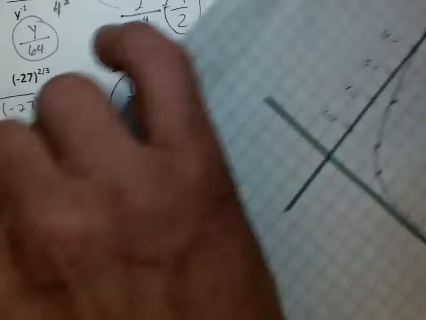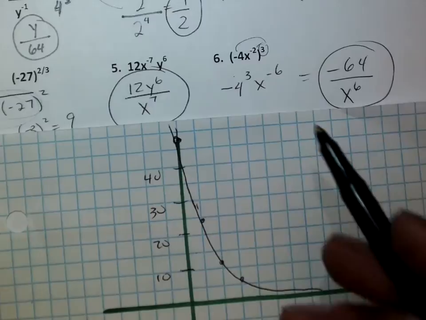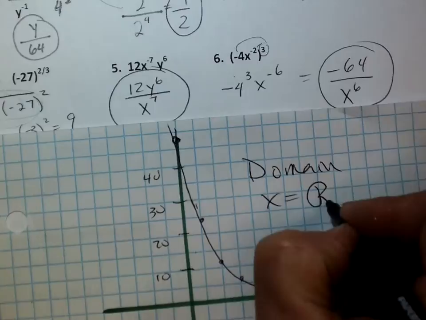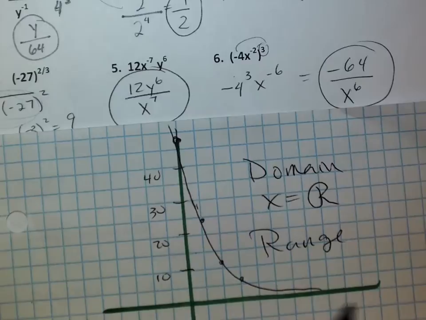Domain and range of number 8, again, it goes forever back and forth, so the domain is all real numbers, and the range never touches 0 but goes up. So it's y is greater than 0. Okay?